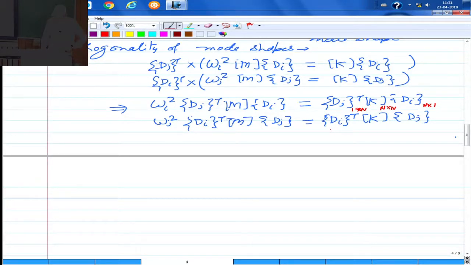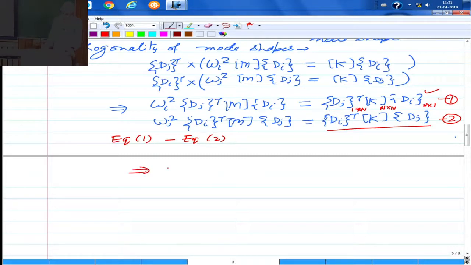If you look at these two, this is dj transpose k into di, and the second one is di transpose k into dj. If you write one as its transpose, it gives you finally the same number, since the transpose of a scalar is the same. Let us call this equation 1 and this equation 2. If I do 1 minus 2, what do I get? Equation 1 minus equation 2: because I am writing the second one as its transpose, the right hand sides will get cancelled out.